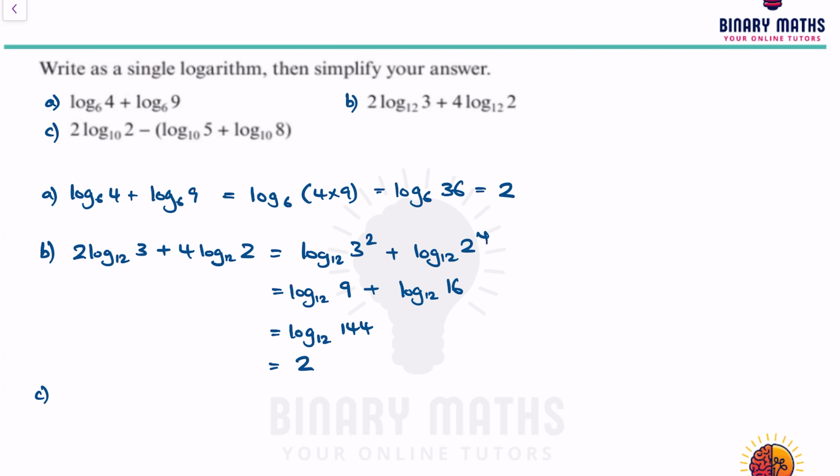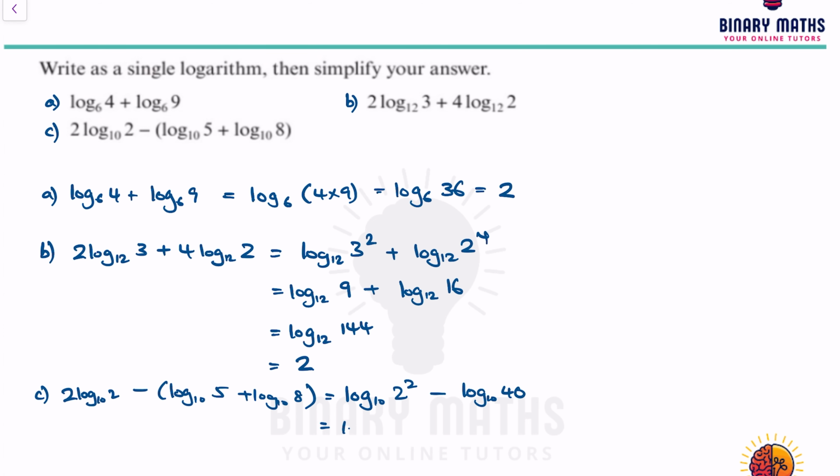Okay, C. 2 log base 10 of 2, take away a bracket of log base 10 of 5 plus log base 10 of 8. Now because we've got brackets, I'm going to deal with the bracket part first. So the first term can be written as log base 10 of 2 squared. Subtract, because the things in the bracket are both log base 10, I can multiply them together, so I get log base 10 of 5 times 8, which is 40.